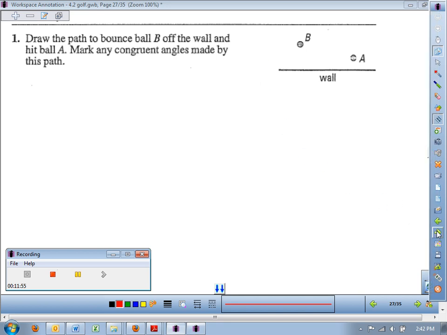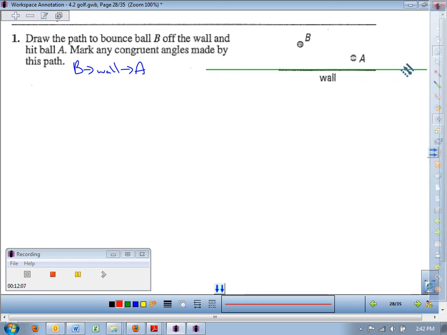So you can call the wall whatever you want. If you want to call it W, if you want to call it wall, it doesn't matter. I did that, and I have also extended this wall out longer. You don't have to go super, super long because it'll just get a mess, but make it longer than it actually is right here. Now it's time to reflect. I've written the path, so I want to reflect backwards. Let's reflect A over the wall. So boom, call that A prime.